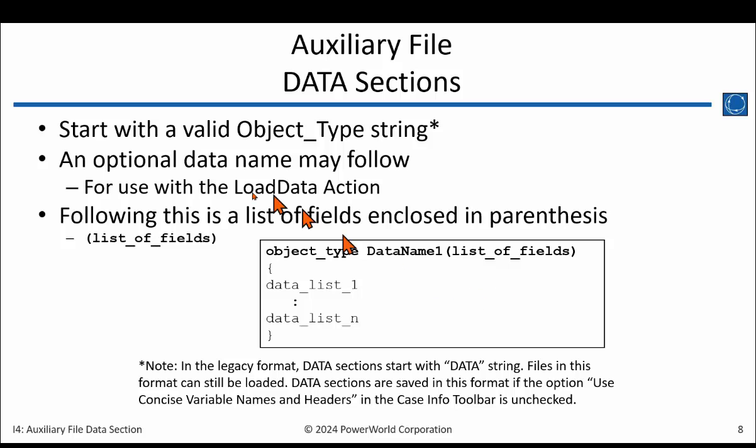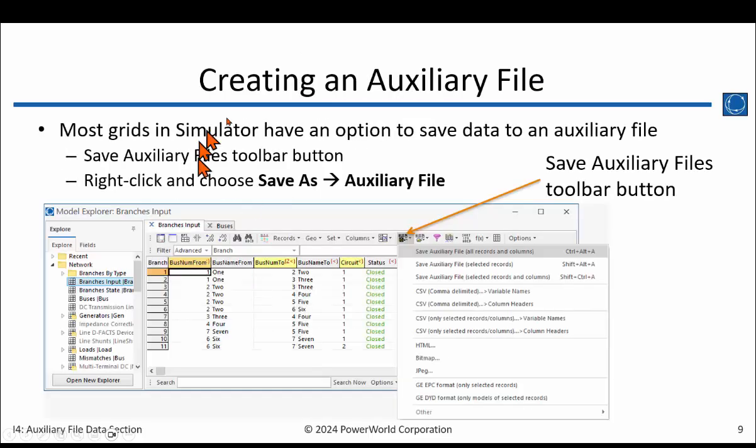Okay, so again, back on the slide, that's described here, that you can use either the legacy or the concise format. And the next slide just explains that you can, again, create an auxiliary file by saving data out from a case information display inside the Model Explorer. Earlier, I used the local menu by right-clicking on the grid.